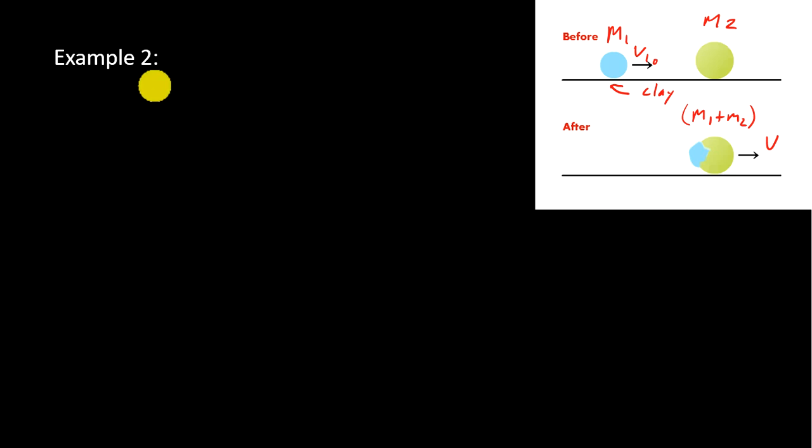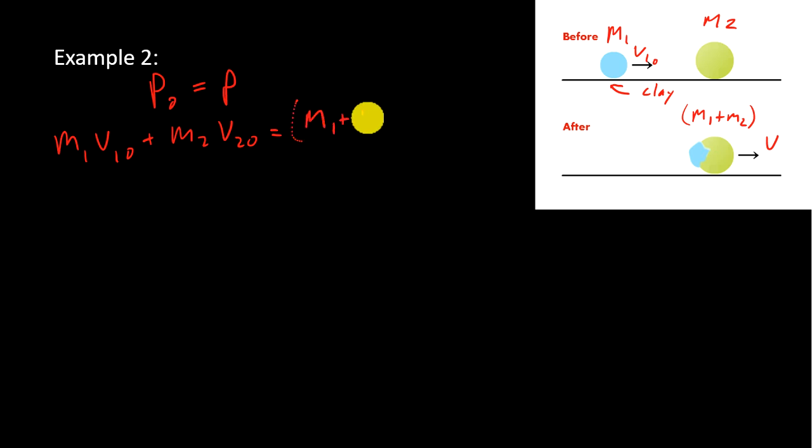We can again apply the idea of conservation of momentum. The initial momentum of everything added up is the final. So that would be m1 times v1 initial plus m2 v2 initial. It looks like this thing is at rest, but obviously it doesn't have to be. They stick together. Now it's like one larger object, so I could do m1 plus m2 times that final velocity.